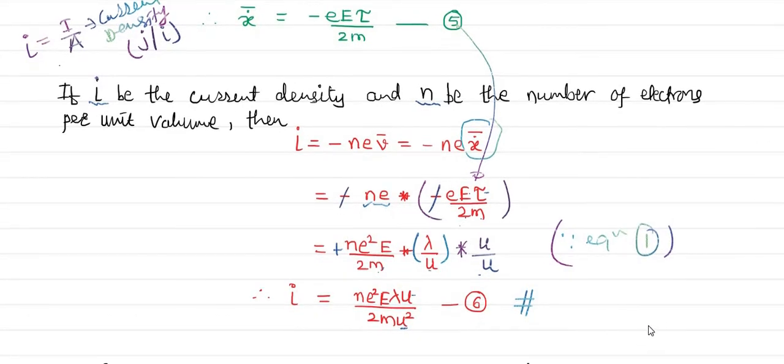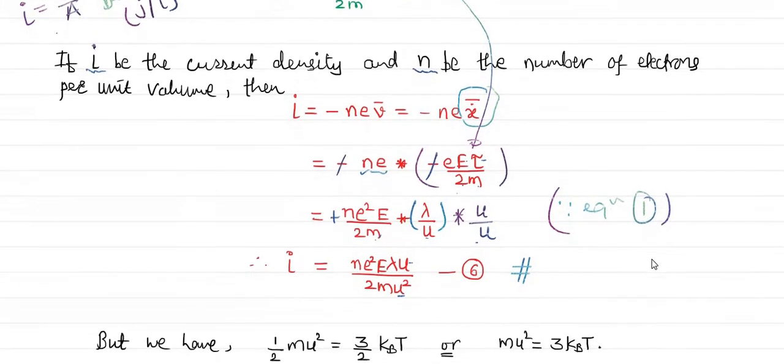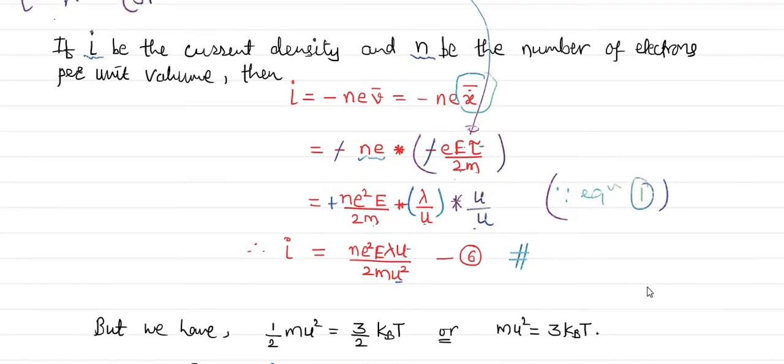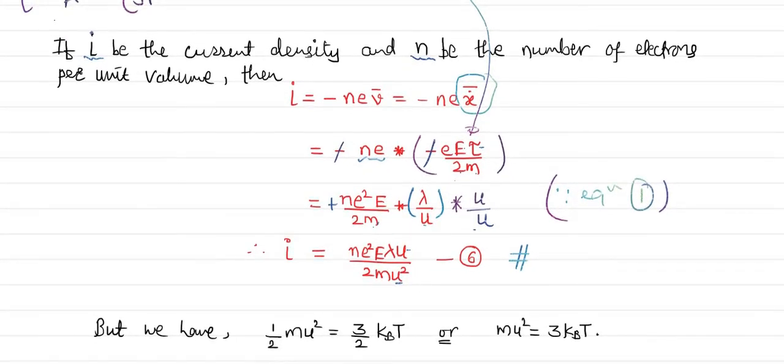Okay, now why we are doing this, let us see. Because we know that half mu square, that is the kinetic energy of the electron, can be written in case of the thermal energy as 3 by 2 kBT. Here kB is nothing but our Boltzmann constant, T is the temperature. And if we cancel this 2, mu square can be written as 3 kBT.